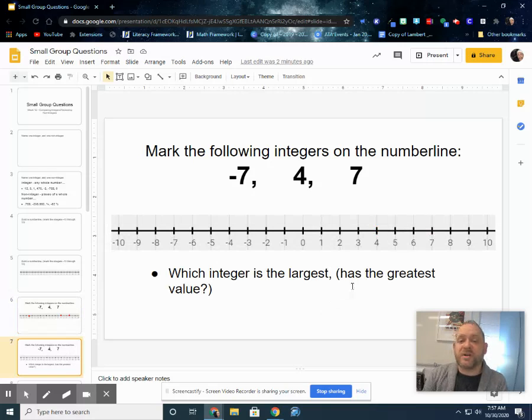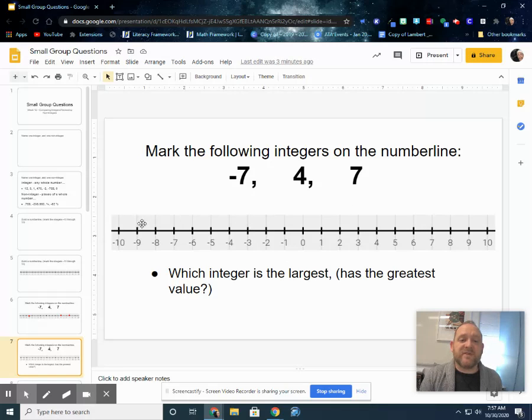So which integer is the largest or has the greatest value? Negative 7, 4, or 7? Now, you should have remembered from your teaching lessons from this week when you took notes, anything to the right on our number line will be greater than anything to the left. So if we're looking for the greatest number in a set, we're going to look at the one, when we place them on a number line, that is the furthest to the right.